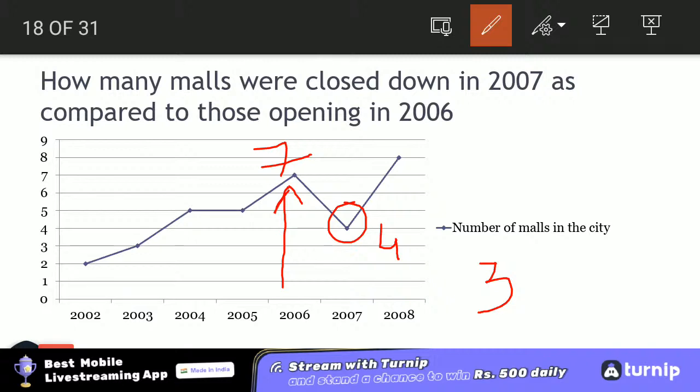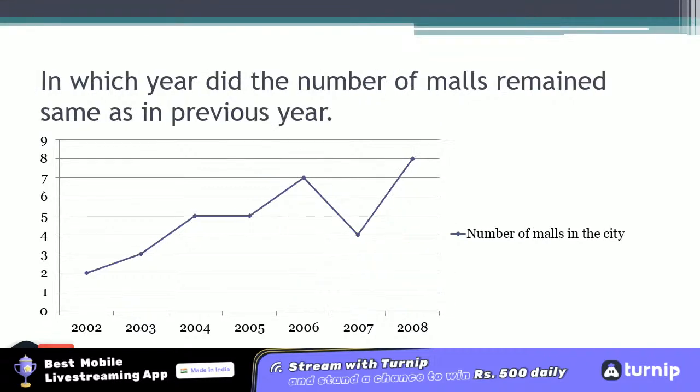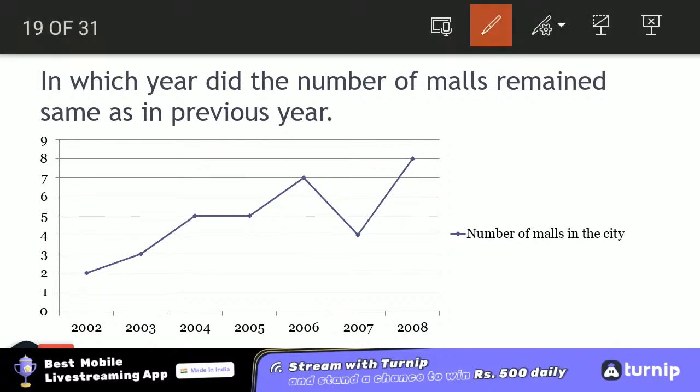Okay, further moving to the next one. In which year did the number of malls remain the same as the previous year? So you just need to tell me in which year the number of malls remained the same. Neither did it increase nor decrease, but it remained the same. So you just need to tell me the year.